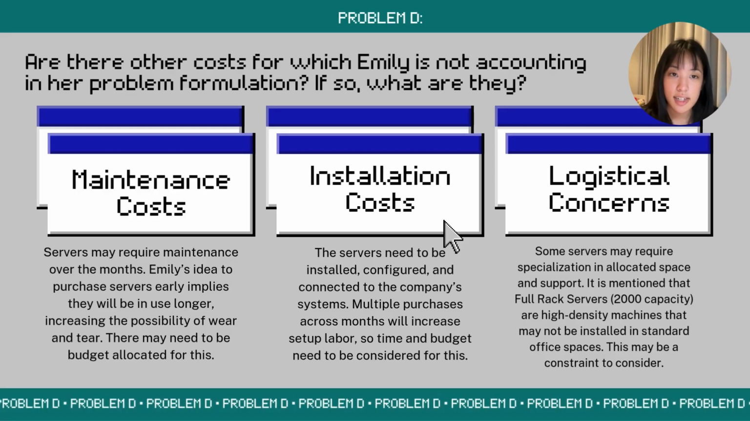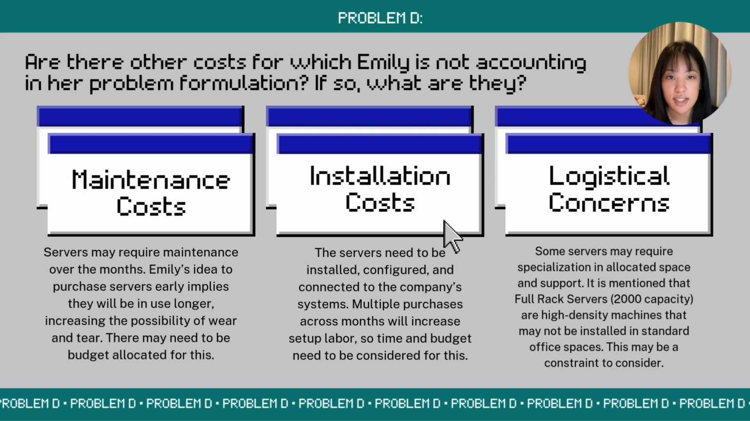Emily's current formulation considers purchase cost minimization and capacity fulfillment, but she only accounts for the initial purchase costs of servers and whether their combined capacity meets the monthly employee demand. Instead of oversimplifying the total costs of implementing a company-wide intranet system, she could consider first maintenance costs. Servers may require maintenance over the months, and Emily's idea to purchase servers early implies that they will be in use longer, increasing the possibility of wear and tear. There may need to be a budget allocated for this.